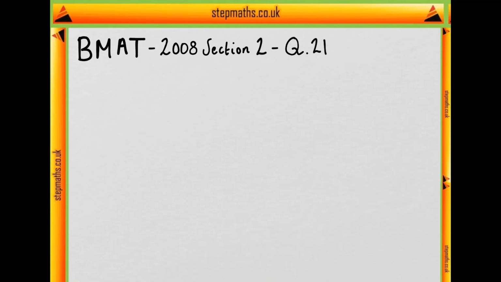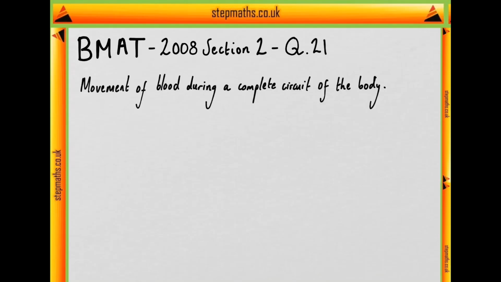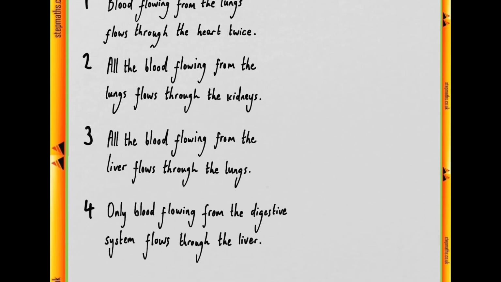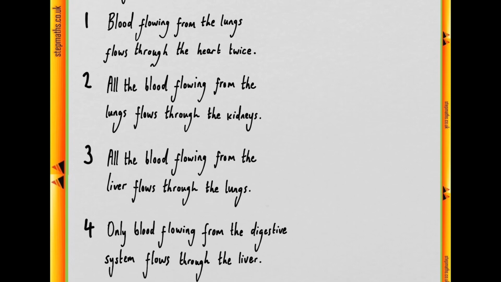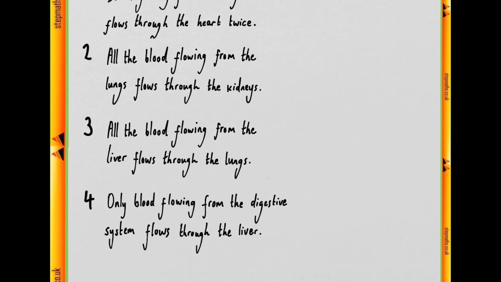In question 21, we're being asked about the movement of blood during one complete circuit of the body. So our four statements that we have to assess which is correct will be about blood flow through the body. So we have our four statements, 1, 2, 3 and 4, and they're about different structures in the body. So we have lungs, heart, lungs, kidneys, liver, lungs, and digestive system and liver.